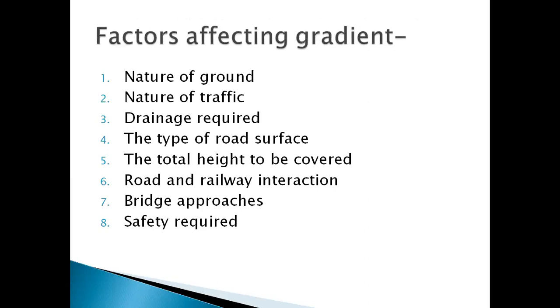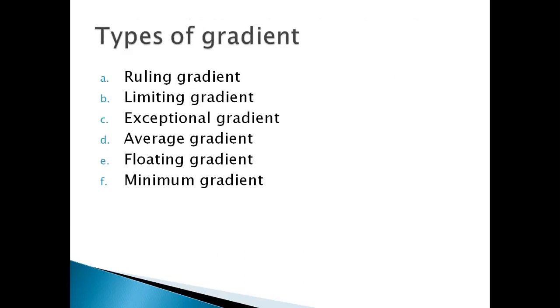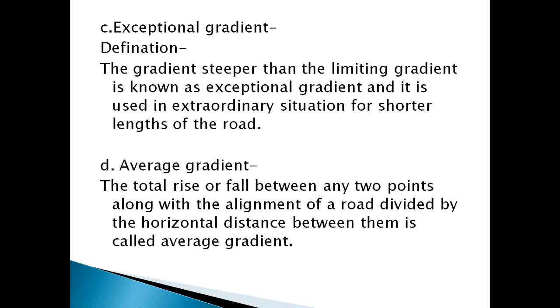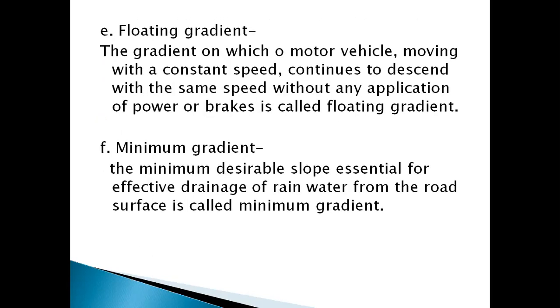Then we discussed the factors affecting gradient. There are 8 factors which can affect the gradient. Then we discussed the types of gradient. There are a total of 6 types of gradient. First is ruling gradient, second is limiting gradient, third is exceptional gradient, fourth is average gradient, fifth is floating gradient, and sixth is minimum gradient. Hope you all remember these points.